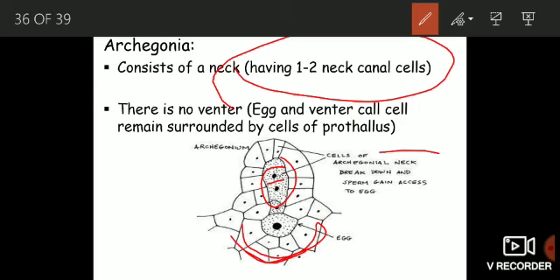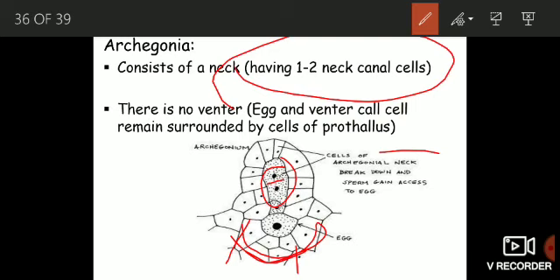In a state, the egg and the venter canal cell are surrounded by the cells of the prothallus. These are the cells of the prothallus. There is no venter as such. The cells of the prothallus cover the egg and the venter canal cell. Now you can simply remember that the archegonia in case of these pteridophytes have 1 to 2 neck canal cells. That means those cells which are present in the neck. You have a neck, okay, and that neck contains 1 to 2 neck canal cells.